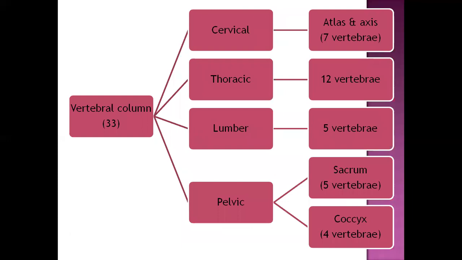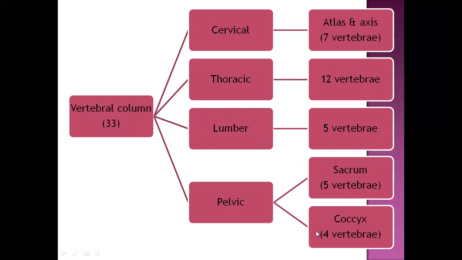Next is the vertebral column. Vertebral column contains 33 bones. The vertebral column is further divided into four parts. Cervical contains seven vertebrae. First two vertebrae are called atlas and axis. Then thoracic portion, which contains 12 vertebrae, and then lumbar portion, which contains 5 vertebrae.